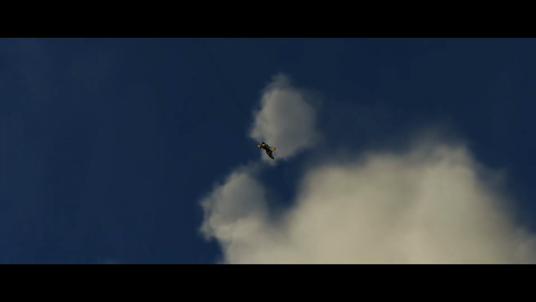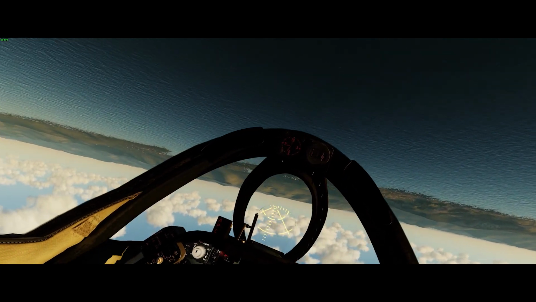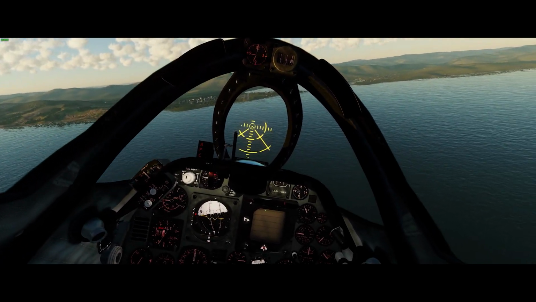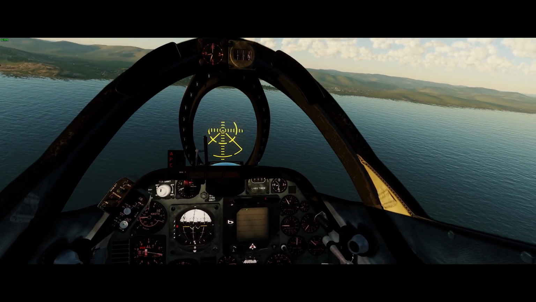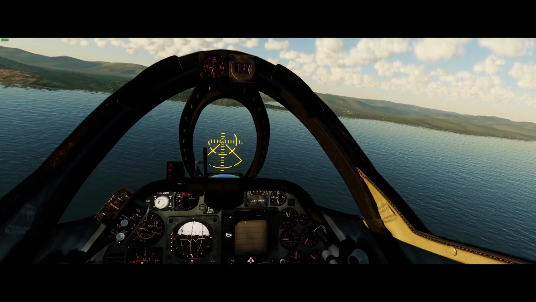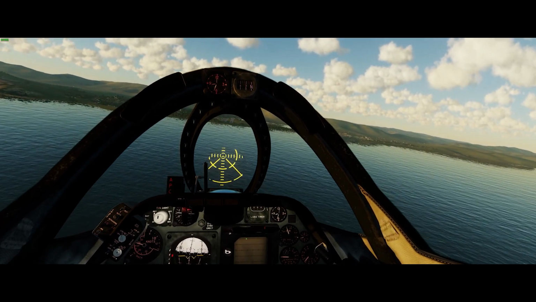Not very high. Take a quick roll over. Pick up the runway. There it is. We're in pretty good shape, actually. Need to correct a little bit to the left. Just a touch. So this approach has worked pretty well. Now we just need to make sure we get back down, get below the level where those flak gunners can see us.